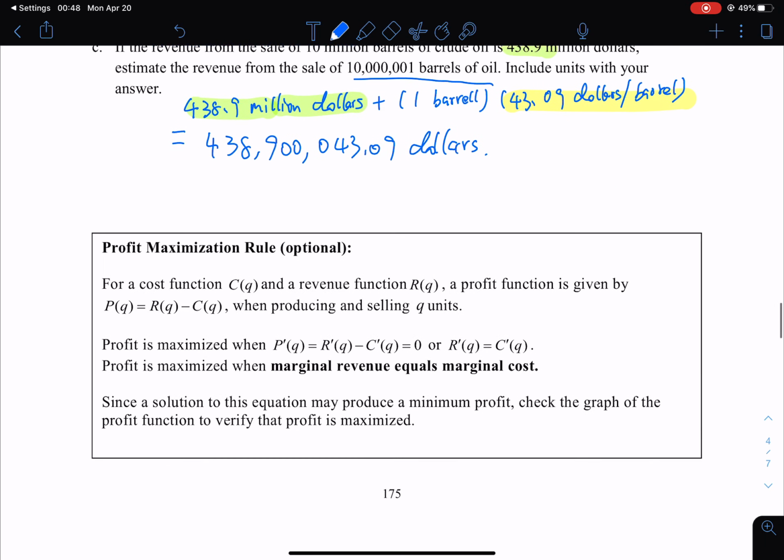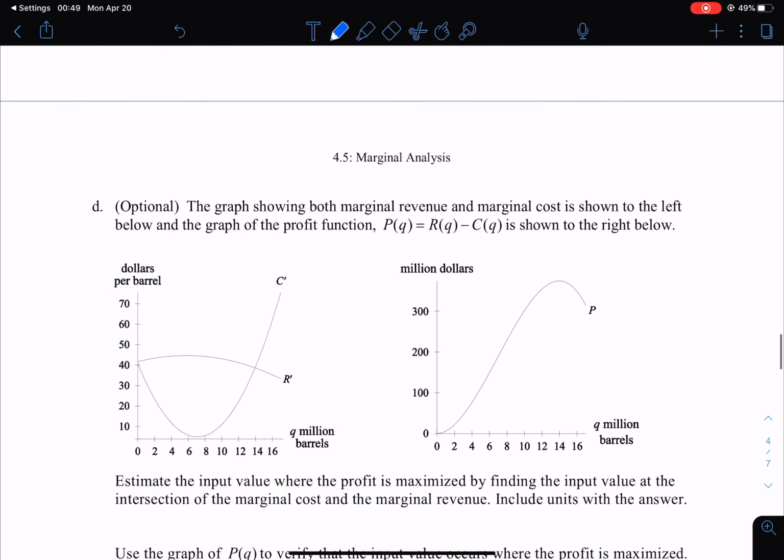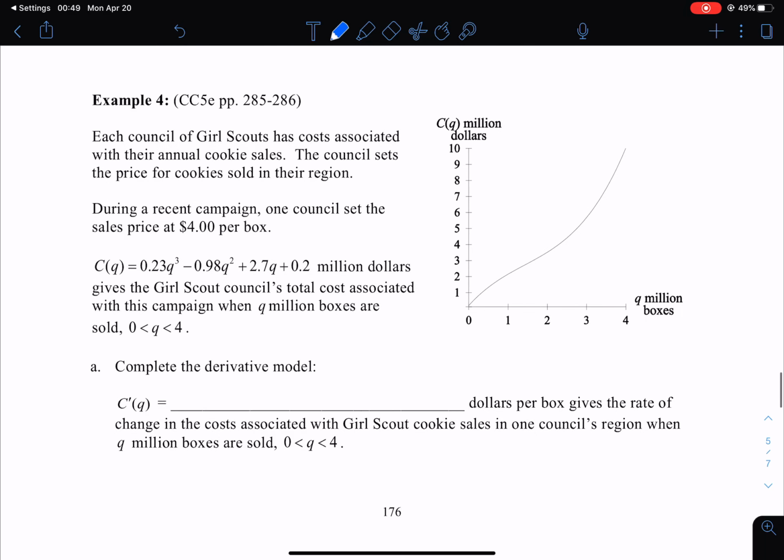Alright, so this one, we can just skip this part because this is optional. This one will not be on the test or similar. Let's skip this part. Example 4. So please pause the video and finish example 4.